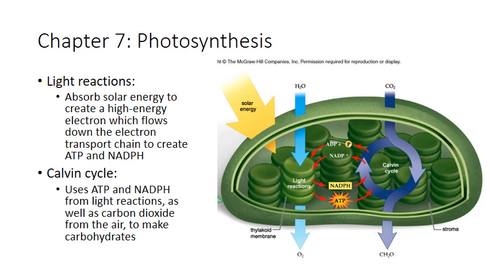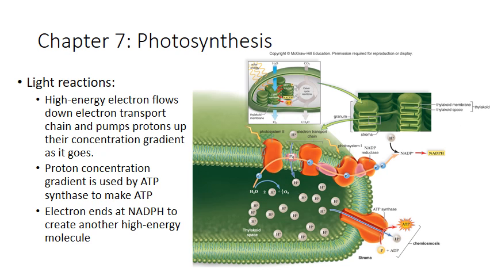Now we're going to talk in more detail about how each reaction works. In the light reactions, we have solar energy coming in, and that's going to make a high energy electron. The energy goes to pigments in the cell, mainly chlorophyll, which absorbs the solar energy and excites an electron. So now you have a really high energy electron.